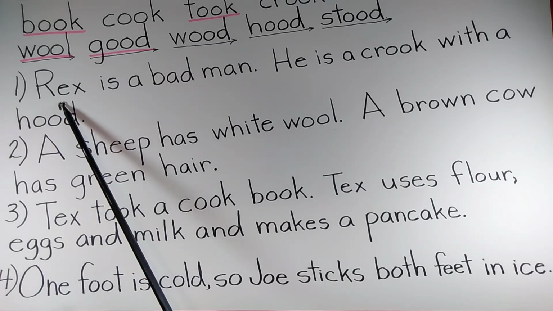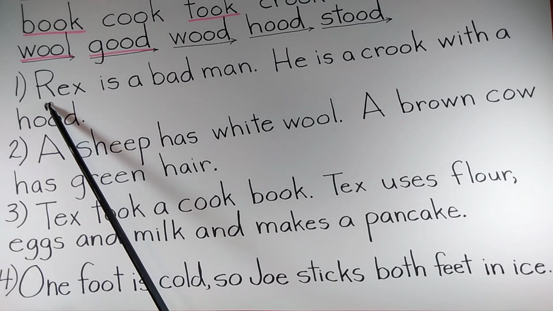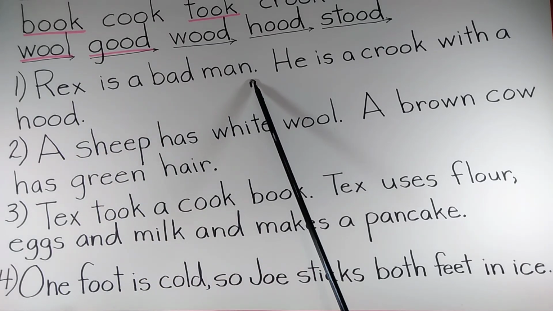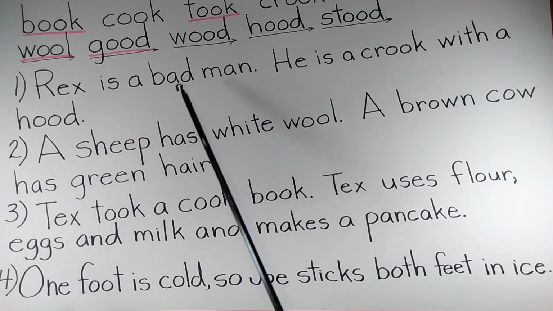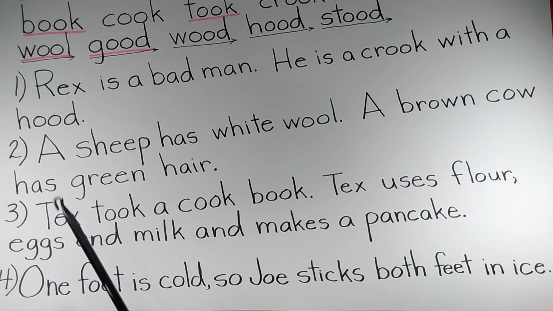All right, my answers. Rex is a bad man. He is a crook with a hood. Now, this could be true, but if the student knows a person named Rex, man or boy, who's really a good guy, that student would put false and be correct.